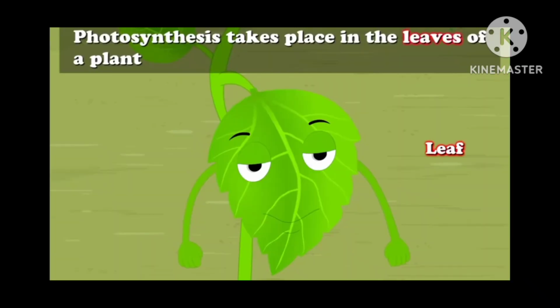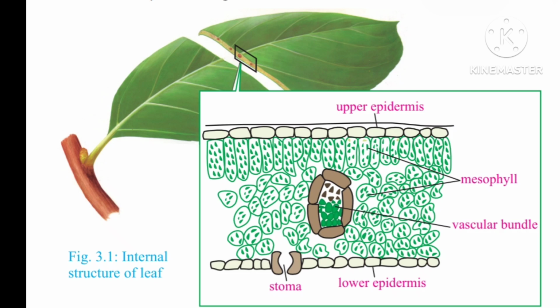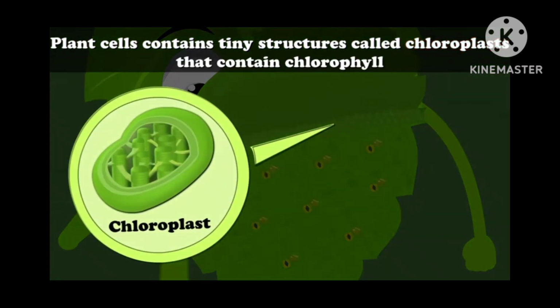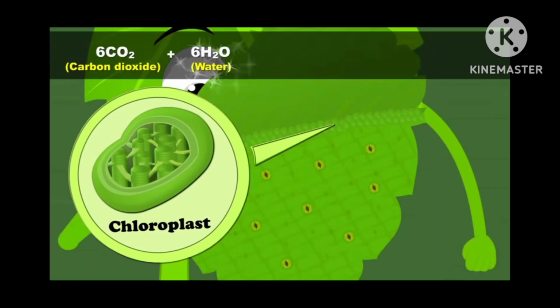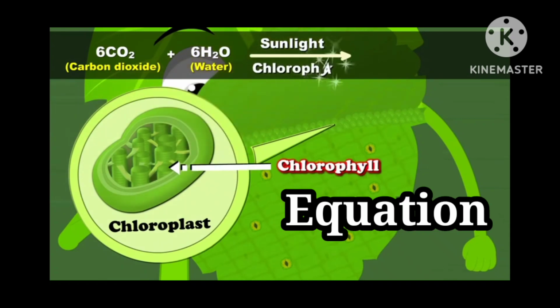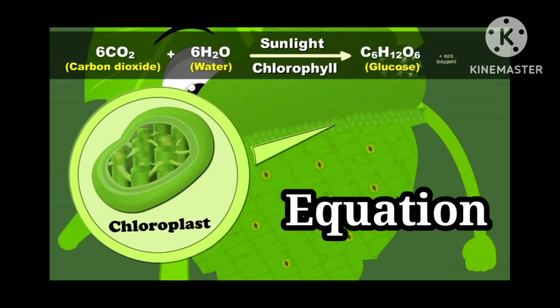Photosynthesis takes place in the leaves of a plant. Students, you must remember that mesophyll tissue is present in the leaves of the plants. This is the region where green pigment, chlorophyll or chloroplast are present that are responsible for the photosynthesis process, while mesophyll tissue is the region where photosynthesis takes place due to the presence of green pigment which is known as chlorophyll or chloroplast. Students, you can see the photosynthesis equation in which carbon dioxide gas reacts with water molecules in the presence of sunlight and chlorophyll. It produces glucose and oxygen.